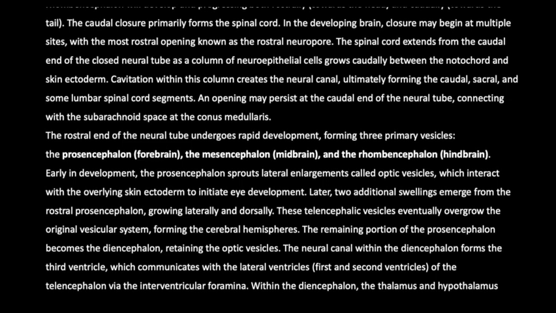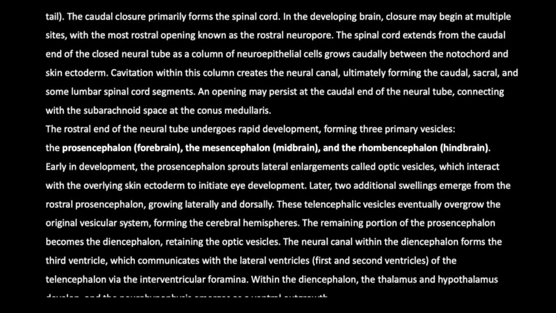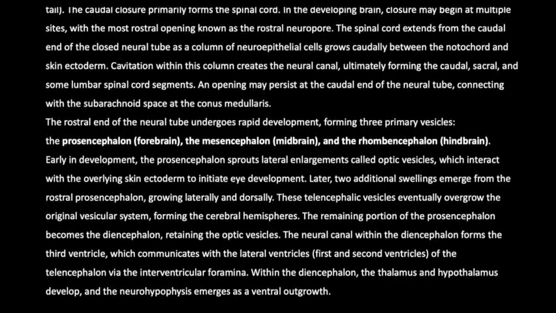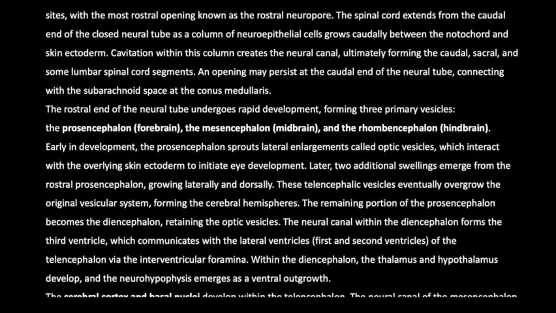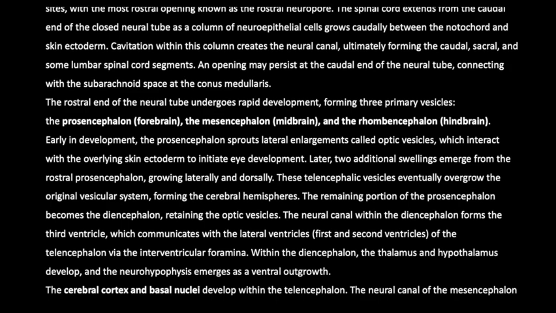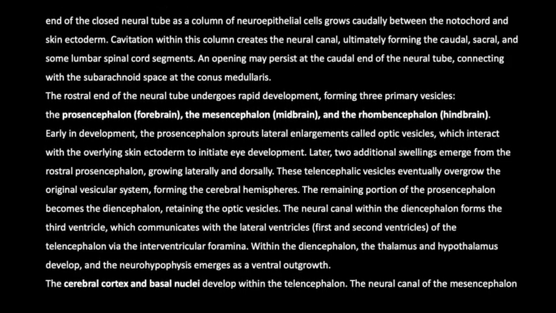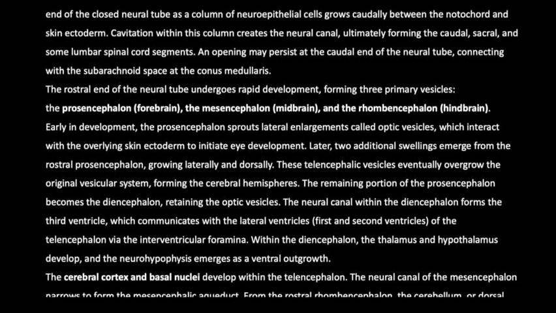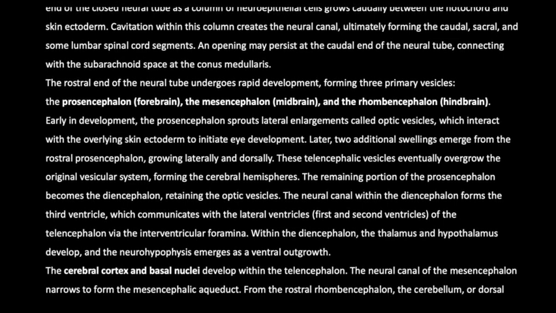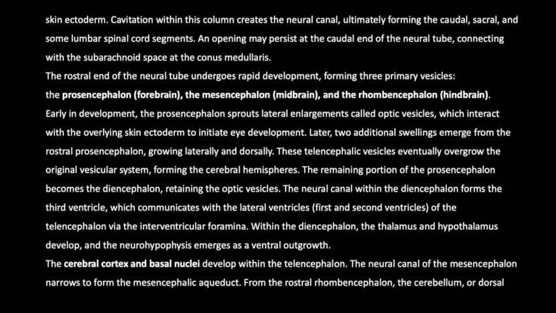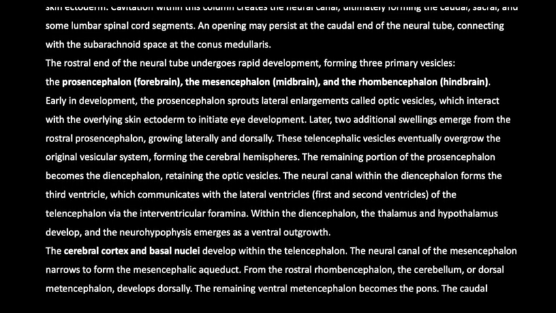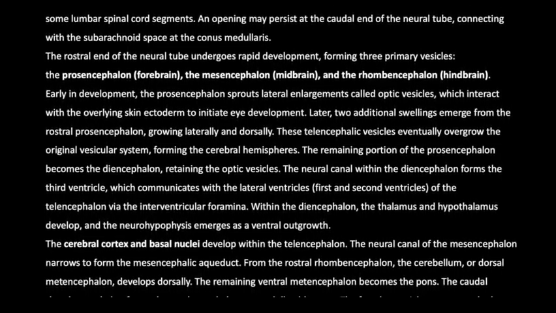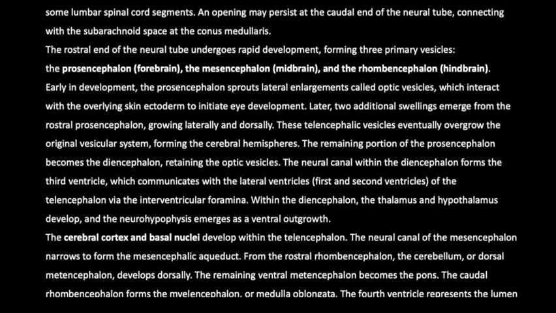The rostral end of the neural tube undergoes rapid development, forming three primary vesicles: the prosencephalon, forebrain, the mesencephalon, midbrain, and the rhombencephalon, hindbrain. Early in development, the prosencephalon sprouts lateral enlargements called optic vesicles, which interact with the overlying skin ectoderm to initiate eye development. Later, two additional swellings emerge from the rostral prosencephalon, growing laterally and dorsally.